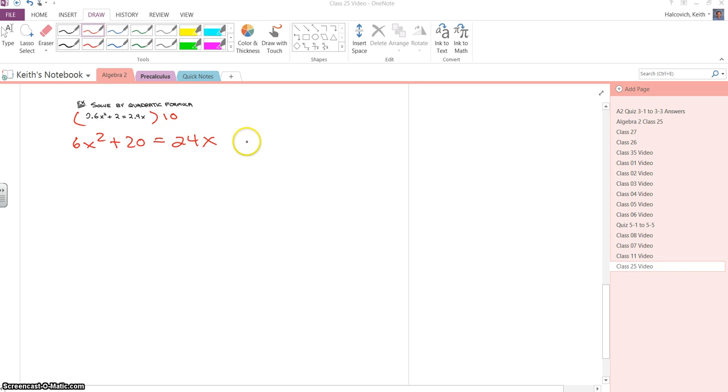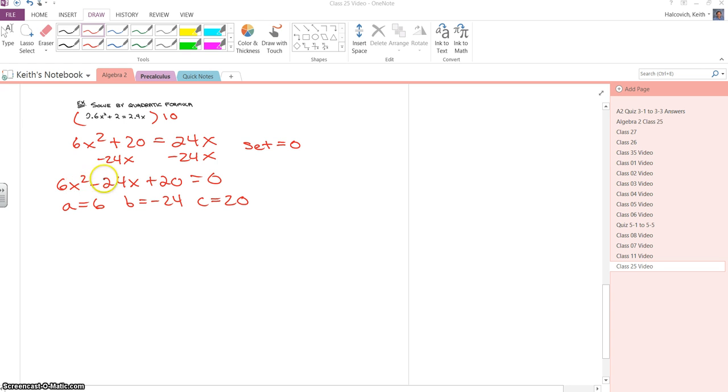Then remember, what we're going to do is we want this equal to 0. So we're going to move the 24x over. So we get 6x squared minus 24x plus 20 equals 0. It's important that you put it in the right order. The squared, then the x, then the number. So that means a is 6, b is negative 24, c is 20.